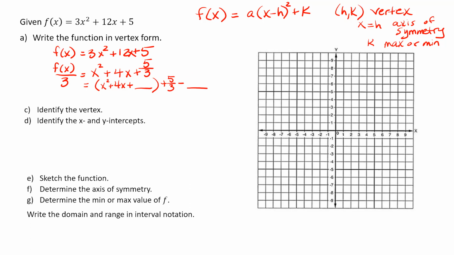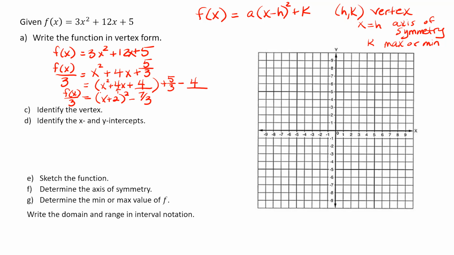So we look at the 4, the x coefficient, we divide it by 2 and then square it. So 4 over 2 is 2, square it, you get 4. So we're going to add 4 and subtract 4. All right, so then we've got x squared plus 4x plus 4 is equal to (x plus 2) quantity squared. And then we have 5/3 minus 4, so that's 5/3 minus 12/3, which is minus 7/3. And remember, all of this doesn't equal f of x, it equals f of x over 3.